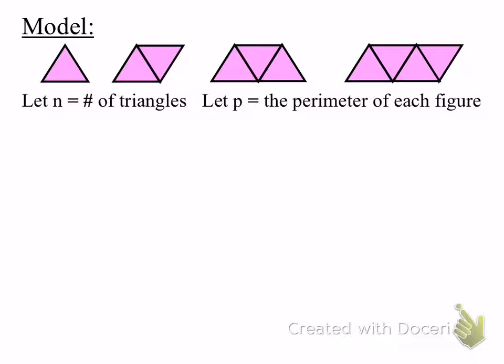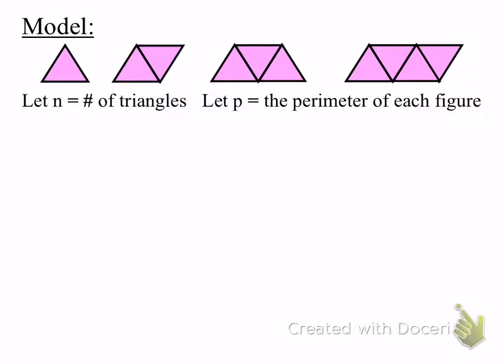So, we're going to say this is a relationship. N stands for number of triangles, and P stands for our perimeter around the figure. So, what do you think depends on the other? What's the depender? Is it Sarah? Okay, Sarah. The perimeter depends on the number of triangles. Perimeter will depend on how many triangles.